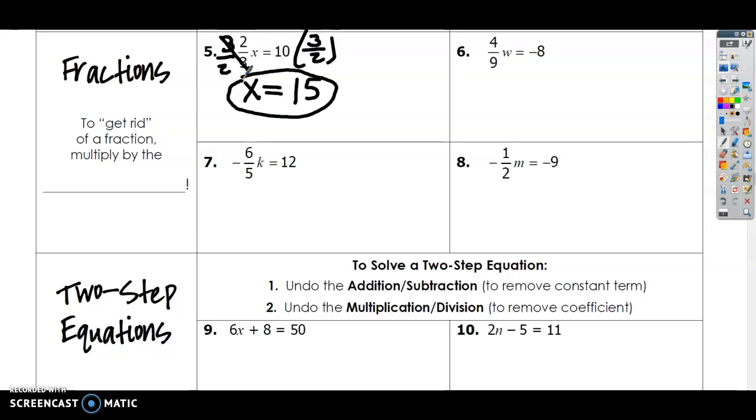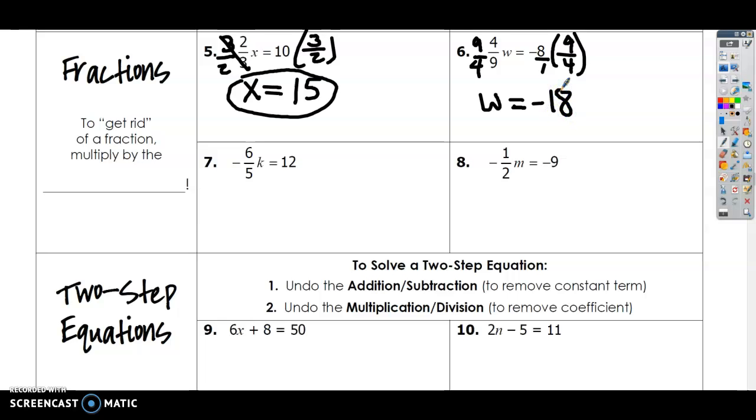All right, number 6, same thing. I need to multiply both sides by 9/4, which is the reciprocal. Multiply by 9/4. And W equals, here you can simplify this. You can put this over 1. 8 and 4 both can be reduced by 4, so you can reduce that. And that gives you negative 2 times 9, which is negative 18.